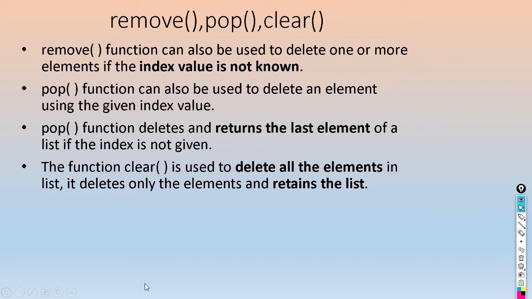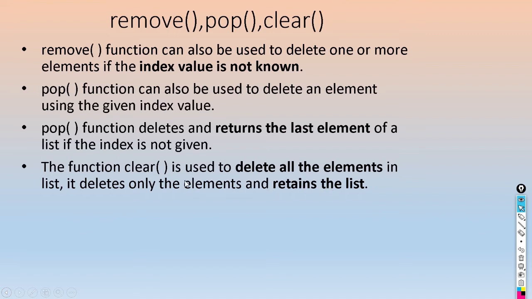Next one is clear. What is the use of clear? Clear is used to delete all the elements in the list. If I write del list, it is deleting the entire list. Now the same action is done by using the clear function also. It is also used to delete all the elements. It deletes only the elements and retains the list.